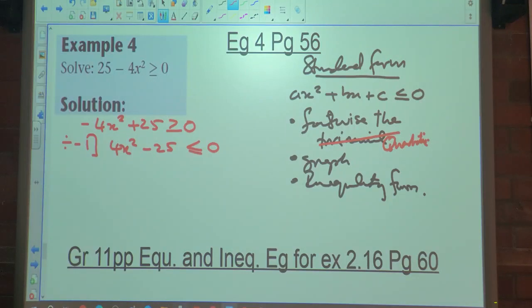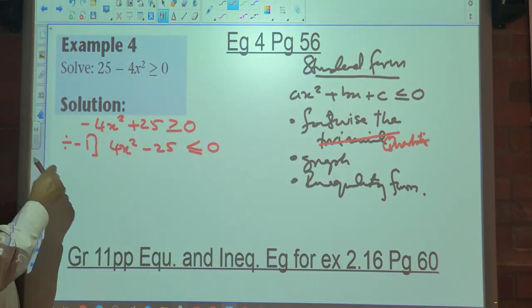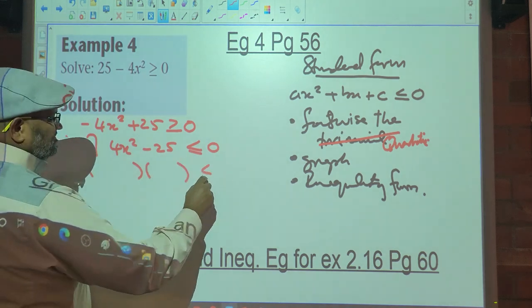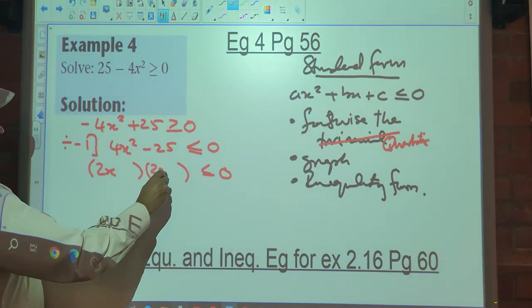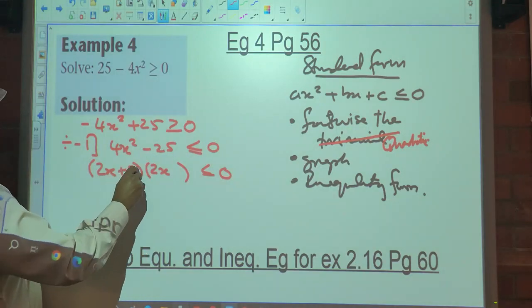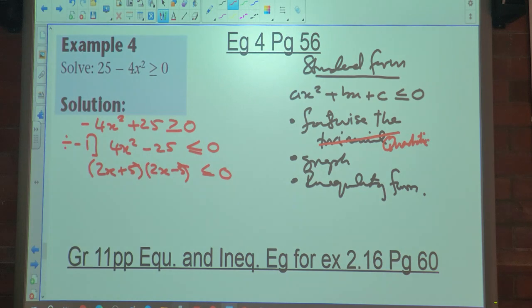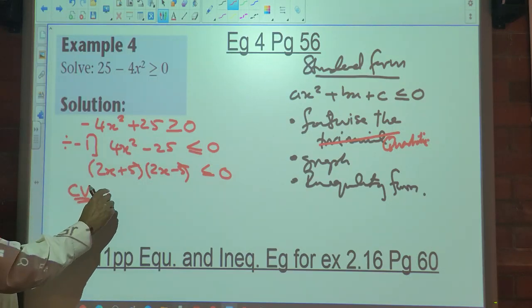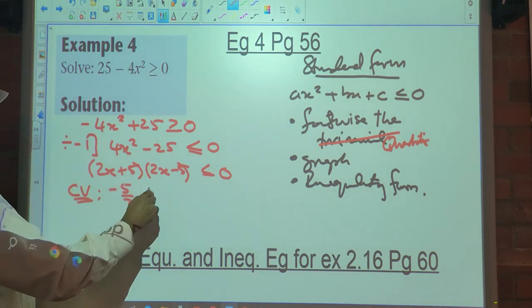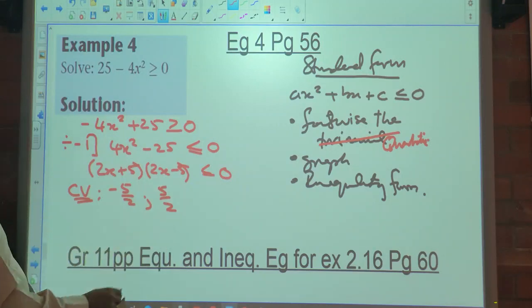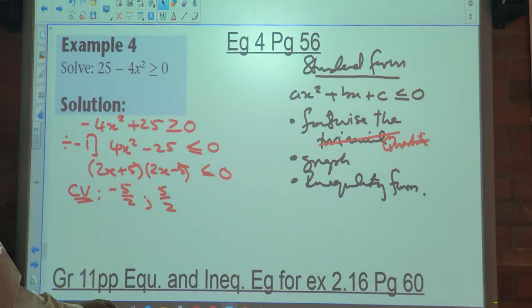So what do we do now? What type of factorization here? Difference of 2 squares. So what's the square root of 4x squared? Square root of 25? Now what? Critical values. So for which value of x is that going to be 0? Negative 5 over 2. And the other one? What do we do next? Draw.